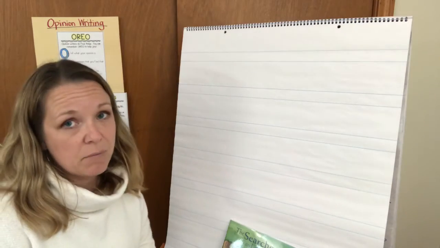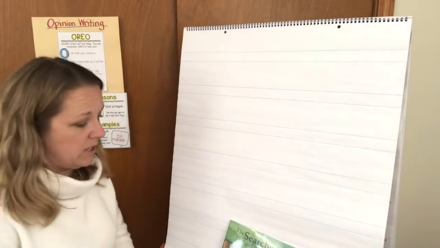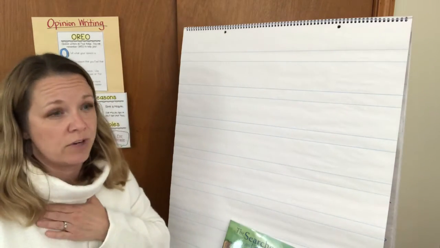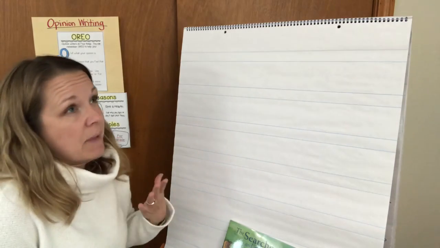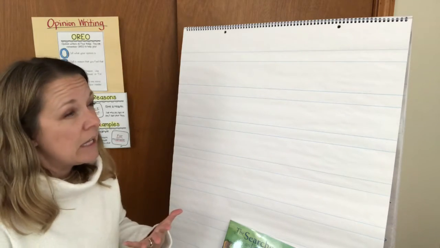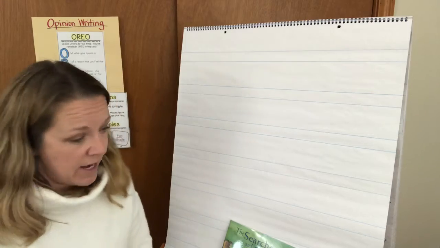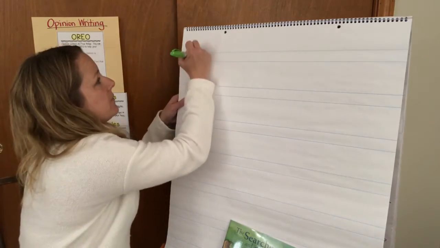So I'm doing opinion writing on The Searcher and the Old Tree, and I want to write my opinion about the character, the tree. And I want to show you how I use the saying Oreo to help me when I'm writing my opinion. So the O means tell what your opinion is. And now I want to tell you my opinion about one of the main characters, the tree. So I might start with the words in my opinion, or I think, or I feel. Those are great sentence starters for opinion writing. I like to start with in my opinion.